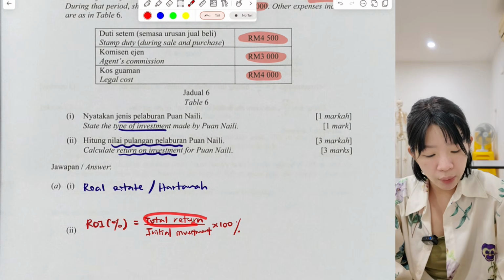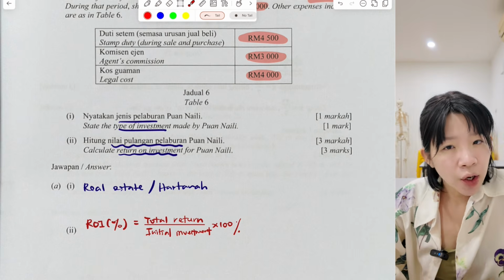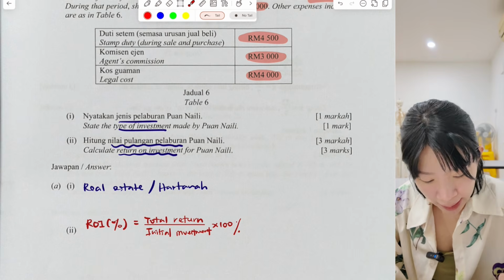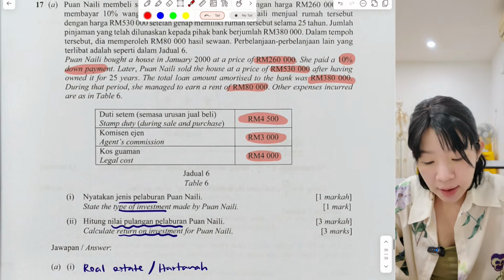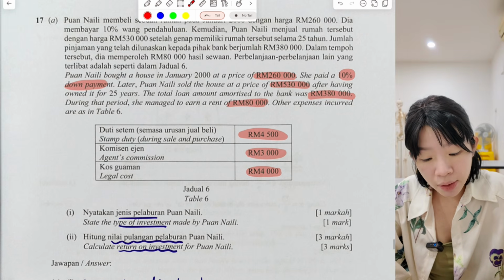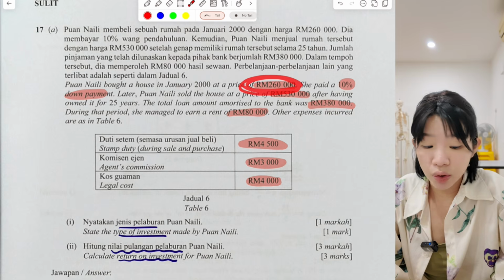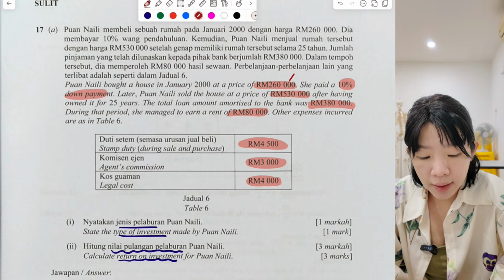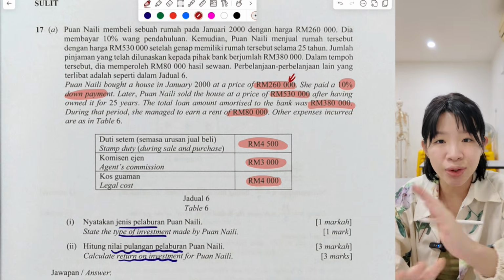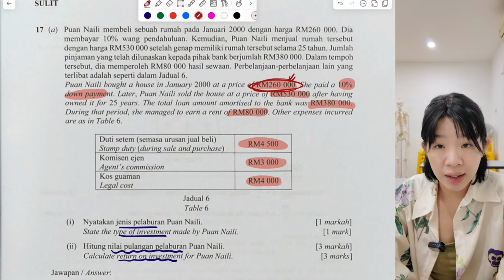Okay, so we have two things to find. We need to find the total return, and we need to find the initial investment. So now let's talk about initial investment. How much did she invest? What is the price of the house initially? The house is at 260,000. So this will be the initial investment. That's it. No need to minus anything, no need to add anything.